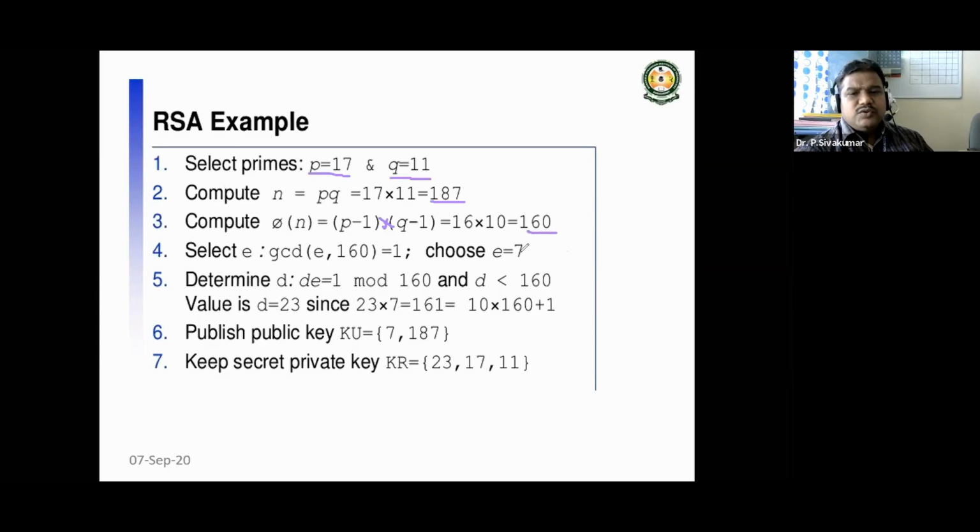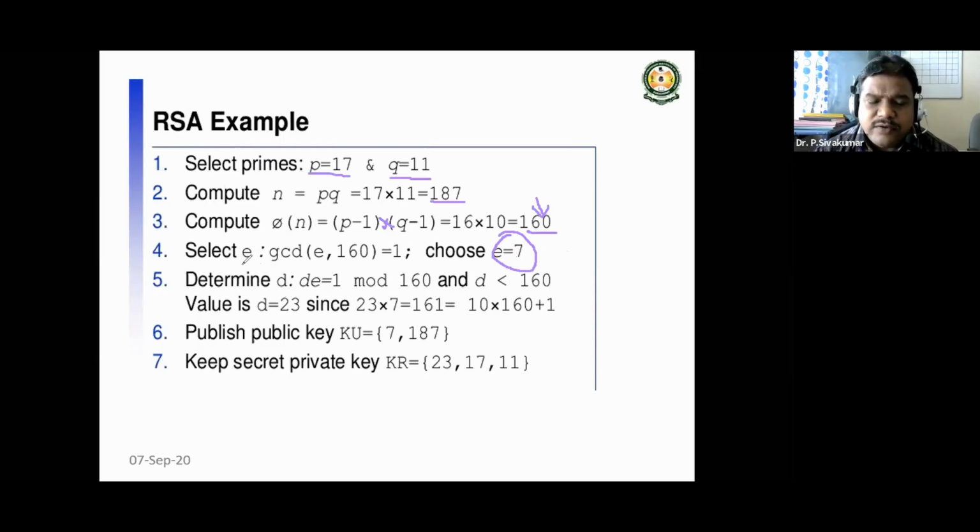Now I can choose any one value that is co-prime to this phi of n. Suppose you can use E equal to 3 or 5 or 7 or 8, but it must satisfy the condition. What condition? GCD of E comma phi of n.